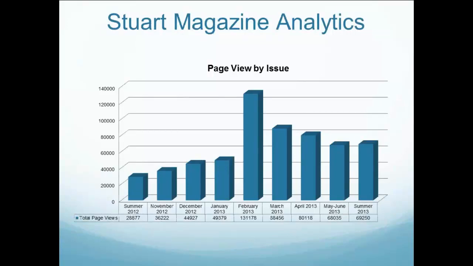So I wanted to show you this. This is the analytics over the past year, and this kind of shows the page views per issue. So I'm showing here 4 years. This is taken from summer of last year. And remember, again, like I said before, Stuart Magazine has been publishing digitally for 2 years. This shows just the growth. In 2012 summer, they had 28,000 page views.